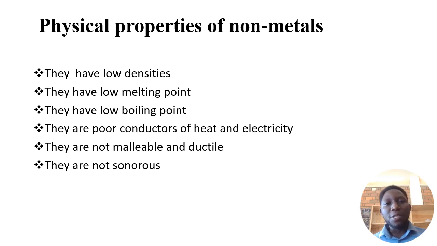Here we have physical properties of non-metals. They have low densities. If we compare the physical properties of metals and non-metals, for the metals we focus on the term high, while for these non-metals we have the term low. They have a low melting point. They have a low boiling point. They are poor conductors of heat and electricity. They are not malleable and ductile. They are not sonorous. These are the physical properties of non-metals.